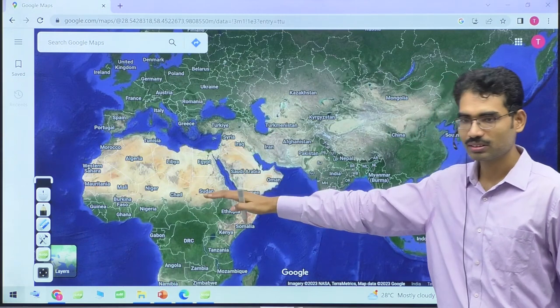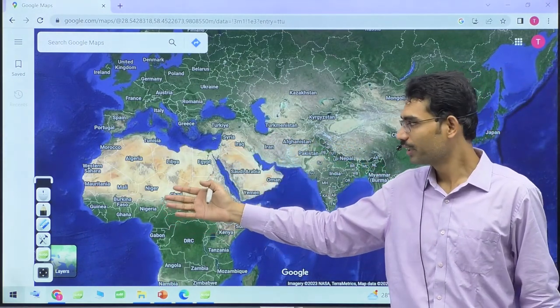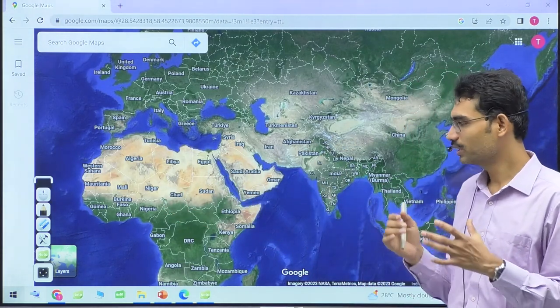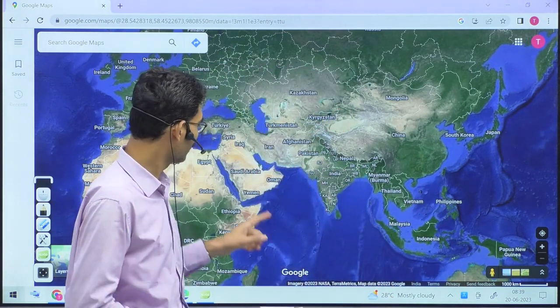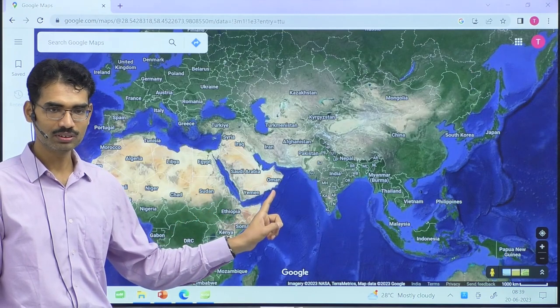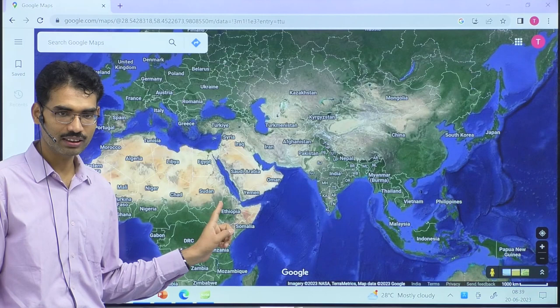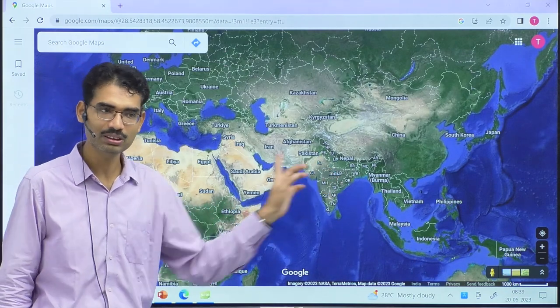In those times, economic activities were not this much. They had to depend only on the environment. Environment means they have to hunt or gather, hunting and gathering. Suppose they have sufficient animals in their neighborhood, they will hunt and get the food. If animals are not there, they have to search for the animals, and along with the animals, they used to migrate.